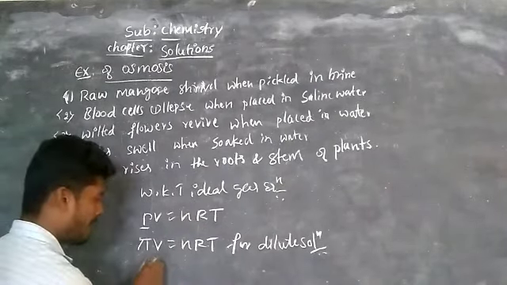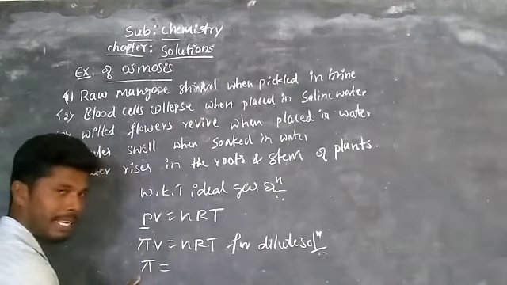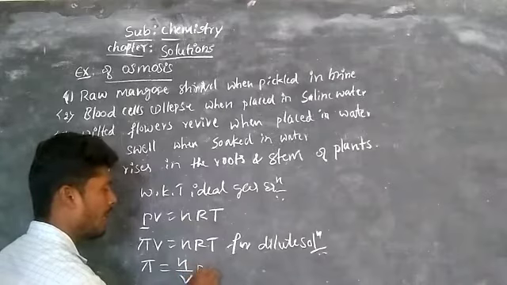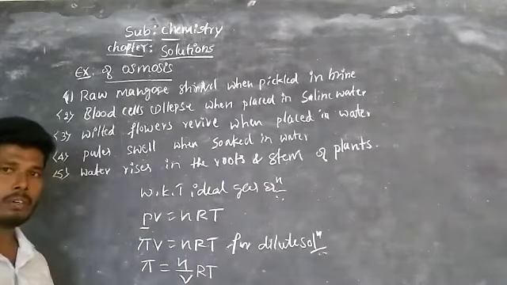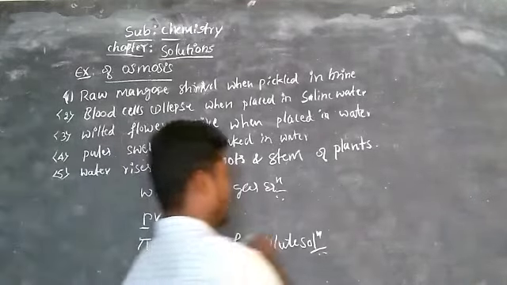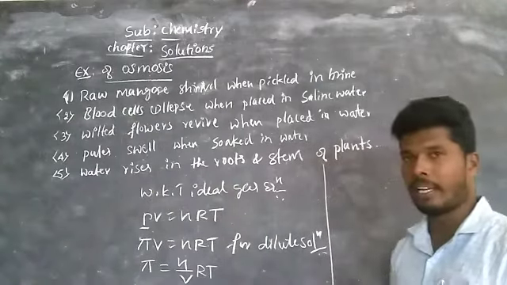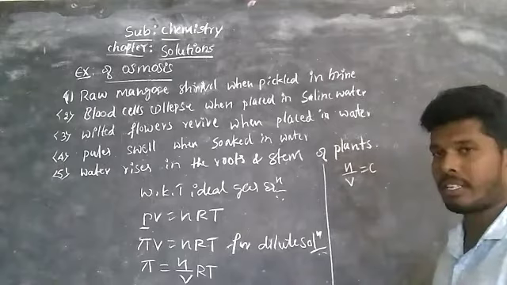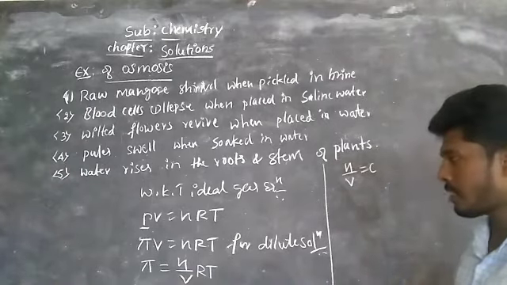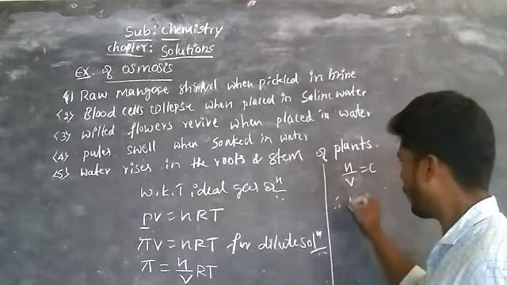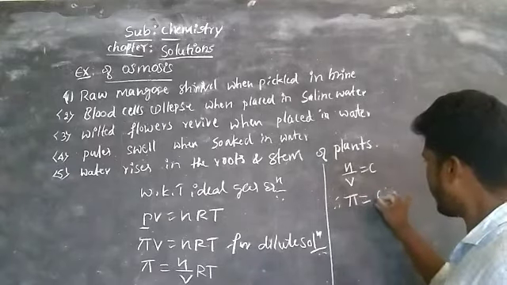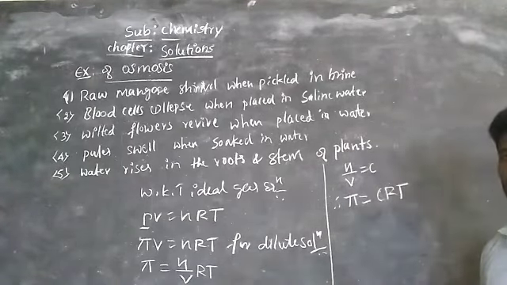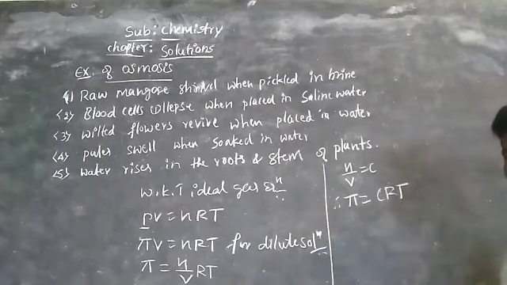Therefore, from this equation, pi is equal to osmotic pressure, pi is equal to n divided by V into RT. Here n by V is equal to what? n by V is equal to the concentration of the solution. Therefore, pi is equal to CRT, where C is the concentration of the solution.